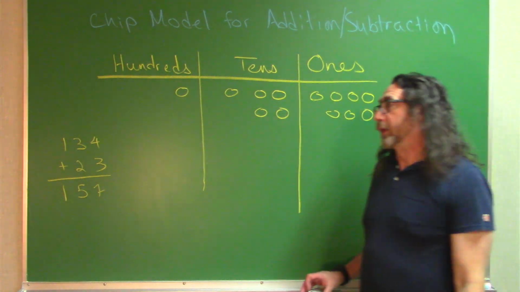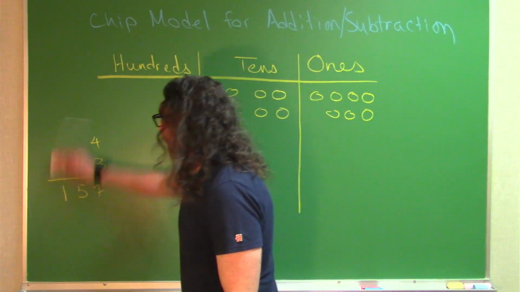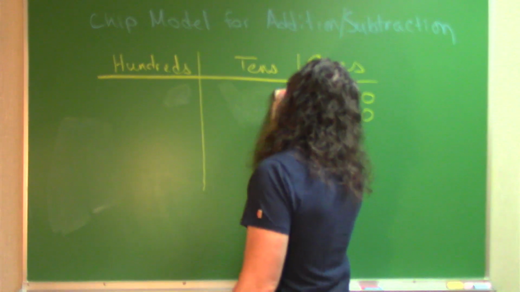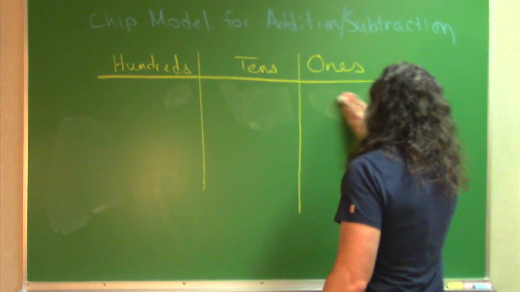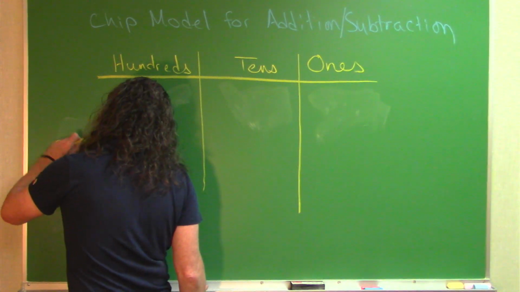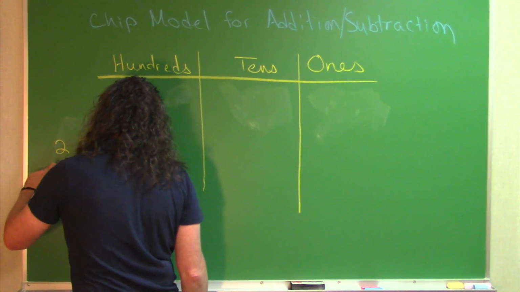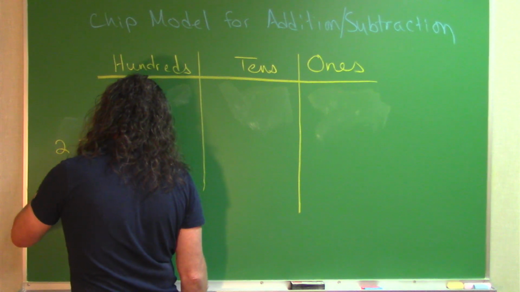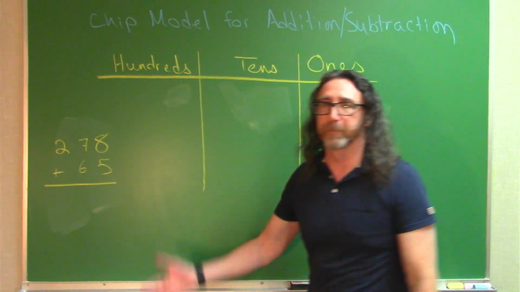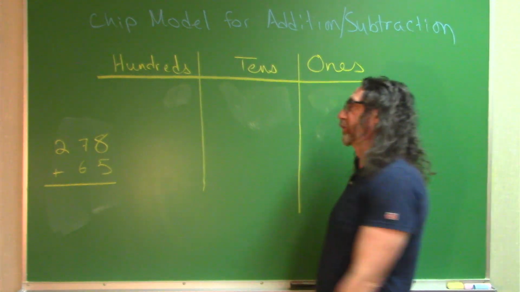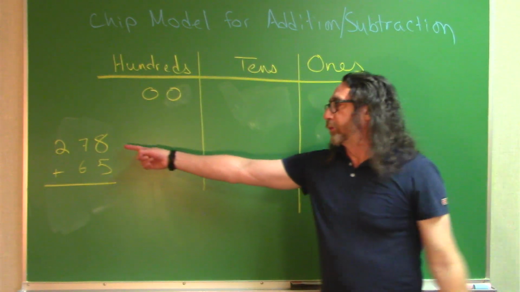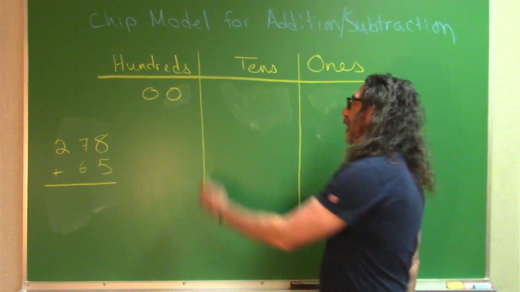Alright, things become a little more interesting in the chip model if we try something like this. Let's say I had 278 plus 65. Okay, 278 plus 65. So we start by loading this into the chip model.